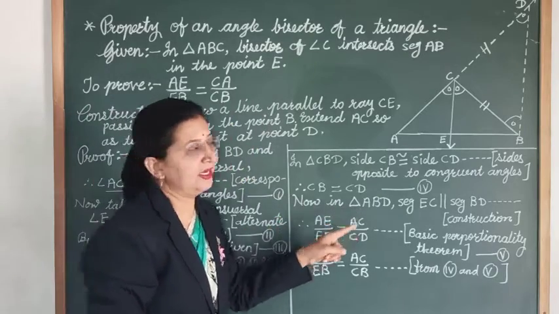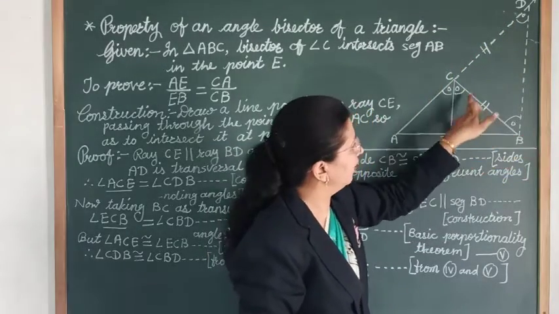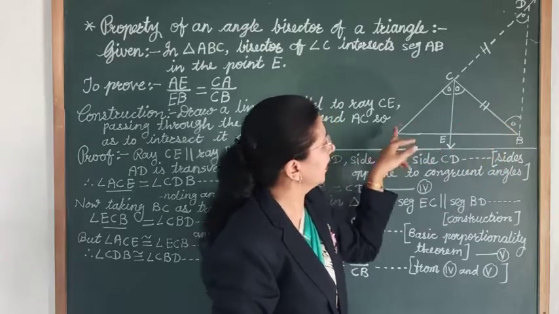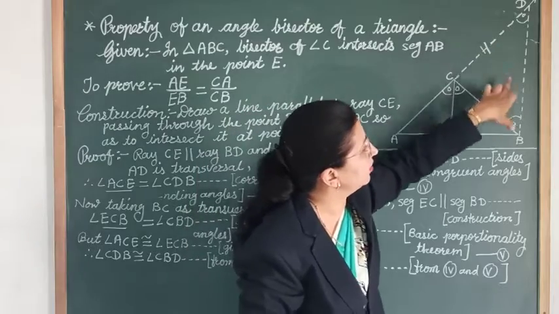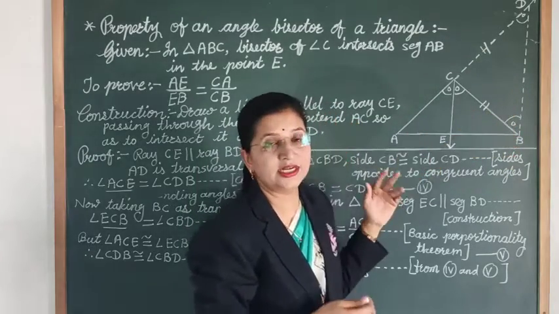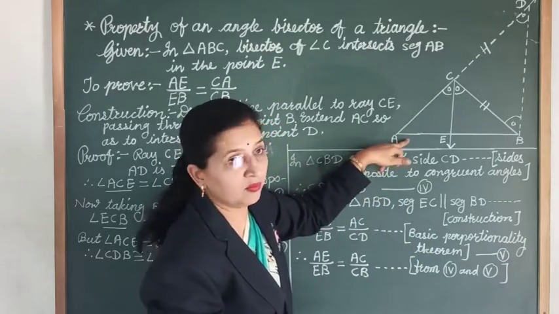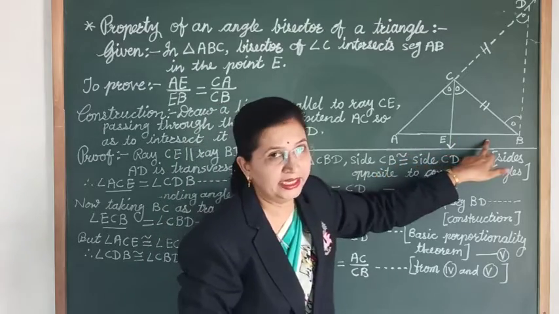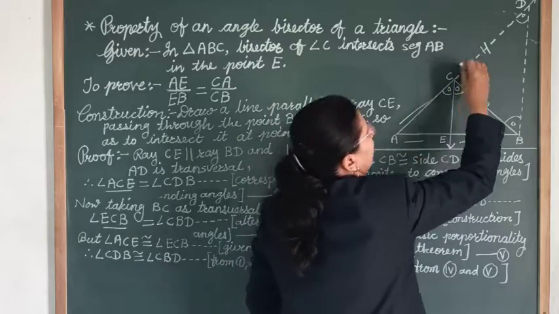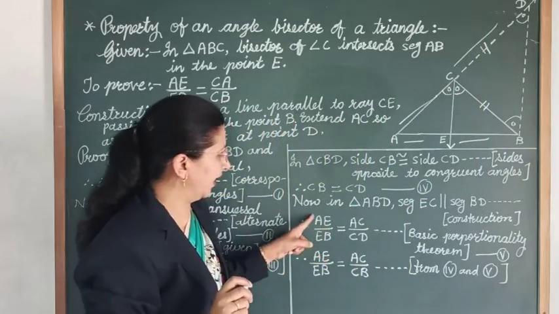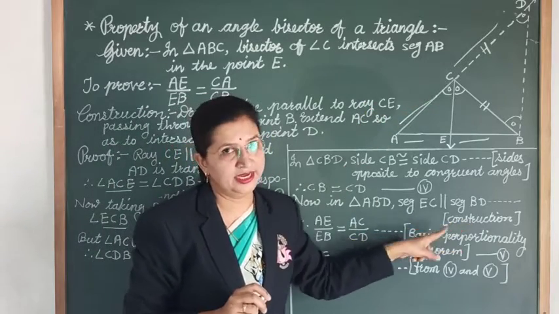Now in this bigger triangle ABD, for the time being forget this BC. In triangle ABD, you can see ray CE is parallel to a side of the triangle, that is BD. So let's apply the basic proportionality theorem. After applying the theorem, what will you get? AE upon EB is equal to AC upon CD. That is the basic proportionality theorem.